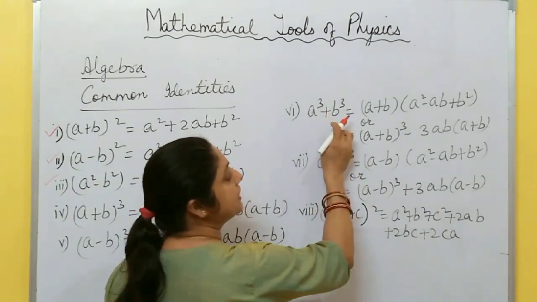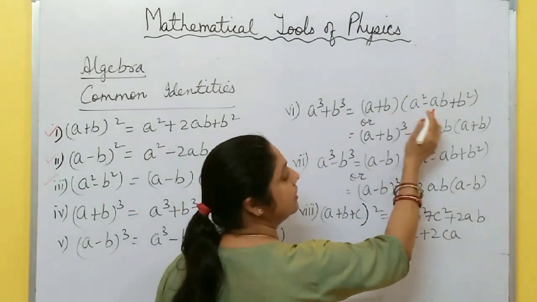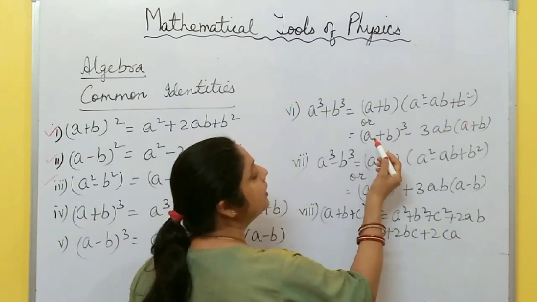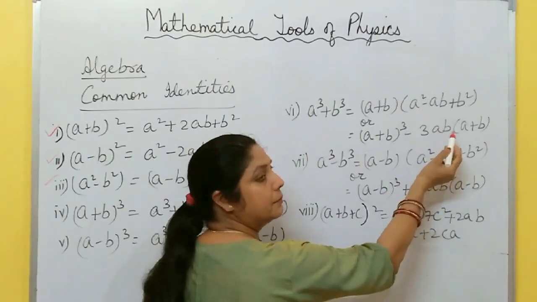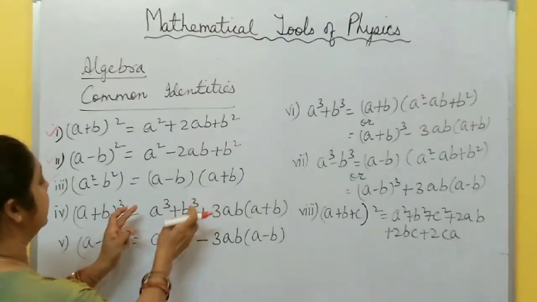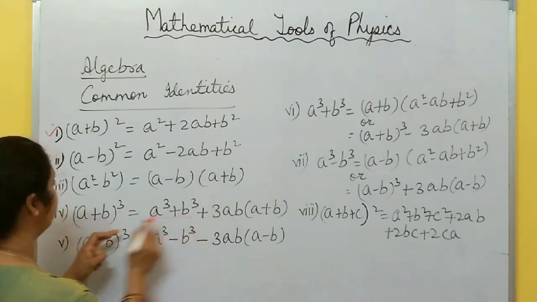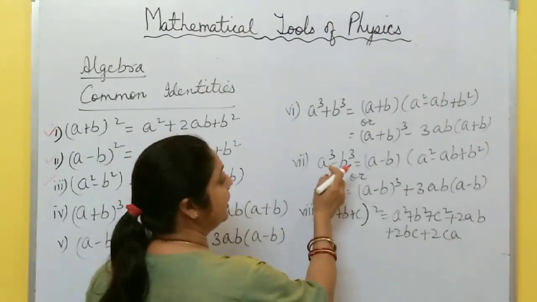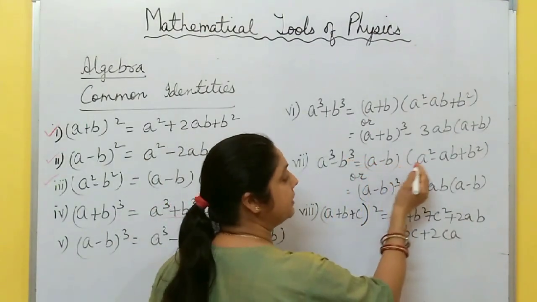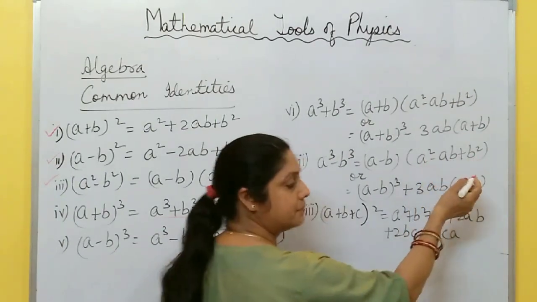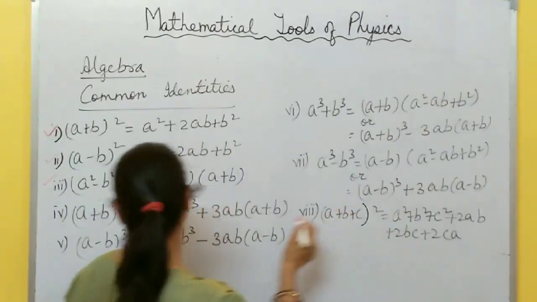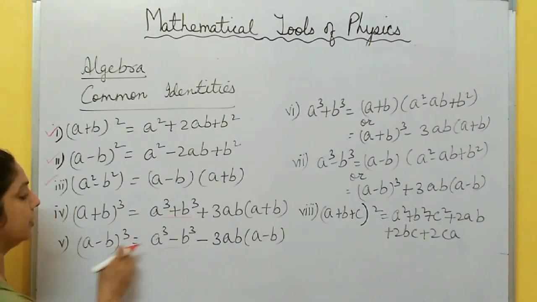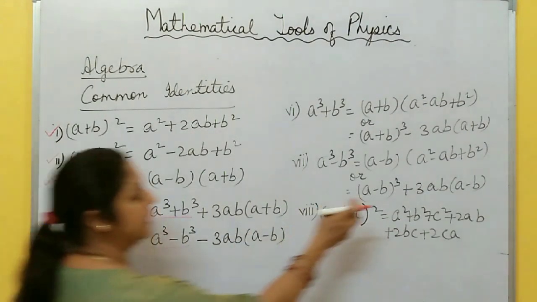So a cube plus b cube is (a + b)(a square minus ab plus b square), or another form, (a + b) whole cube minus 3ab(a + b). From here, a cube plus b cube is (a + b) whole cube minus 3ab(a + b). In the same way, a cube minus b cube is (a − b)(a square plus ab plus b square), or (a − b) whole cube. From here, a cube minus b cube is what? (a − b) whole cube plus 3ab(a − b).